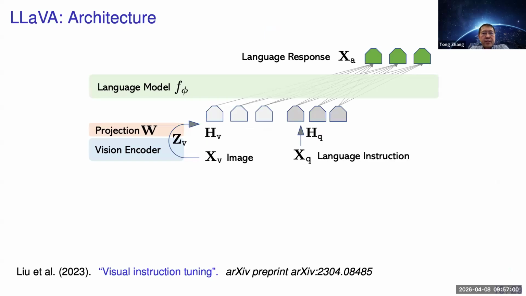So let's look at the architecture. Architecture-wise, it's again pretty simple. This is a visual encoder. You can think about the transformer: you generate image patches, and each image patch will be one token. Then you project to the same dimension. This is a linear projection.